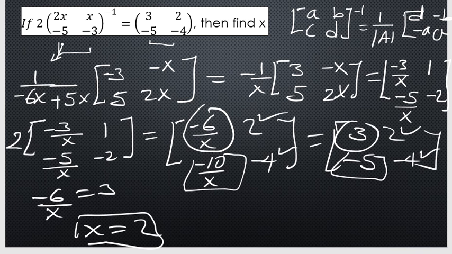But how to find the inverse of a 2 by 2 matrix? Like I told you, first find the determinant of it. How do I find it? Just crisscross. 2x times negative 3, negative 6x, then minus negative 5 times x will be plus 5x. So that's the way to do it. That is question number 3.